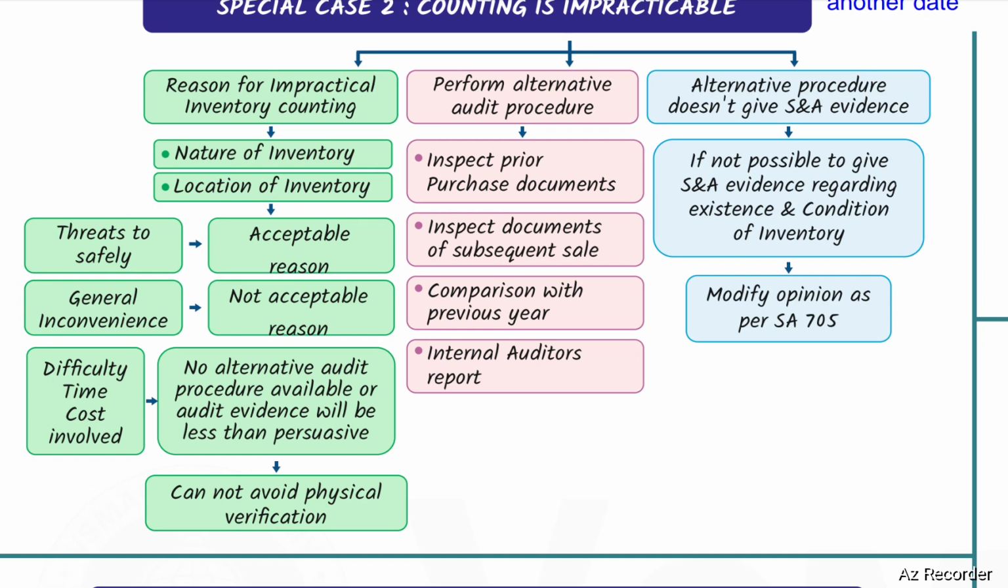Difficulty regarding time cost involved is not a reason. If no alternative audit procedure is available, or audit evidence will be less than persuasive, physical verification cannot be avoided. Perform alternative audit procedures: inspect prior purchase documents, inspect documents of subsequent sale, comparison with previous year, and internal auditor's report. If the alternative procedure does not give sufficient and appropriate evidence regarding existence and condition of inventory, modify the report as per SA 705.